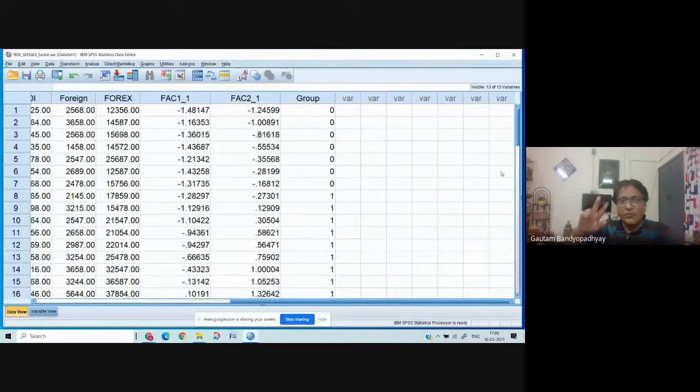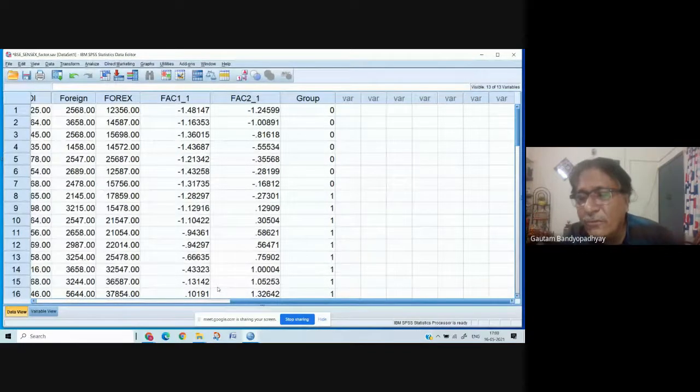That is, there are 2 groups for the dependent variable, 0 and 1. And what are the independent variables? Now factor 1 score, factor 2 score, and dollar. That means I am solving discriminant analysis from factor scores. This is a really very good research work.